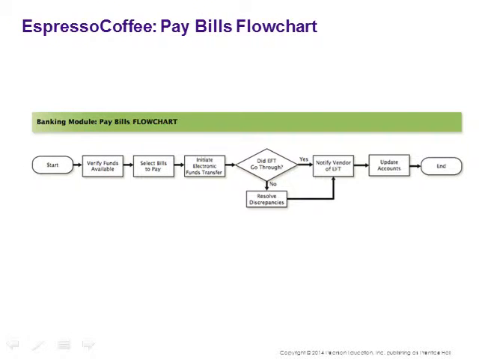Another flow chart that expresses the pay bills activities. So we verify the funds are available. We select the bills to pay, generally based on some due date. We initiate the electronic funds transfer. We confirm that it goes through. If it did not, we have to resolve discrepancies until it does. And when it does, we notify the vendor of the EFT and we update our accounts. And that's the high-level process flow to this.